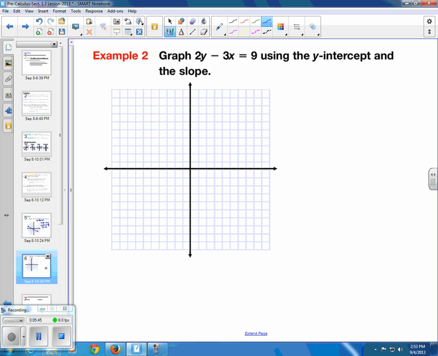Example number 2, graph 2y minus 3x equals 9 using the y-intercept and the slope. In order to do that, I need to get it in slope-intercept form. So I'm going to get the y term by itself. I'm moving the -3x over to the right-hand side to make it positive. The plus 9 stays on the right-hand side. I'm going to divide every term by 2.